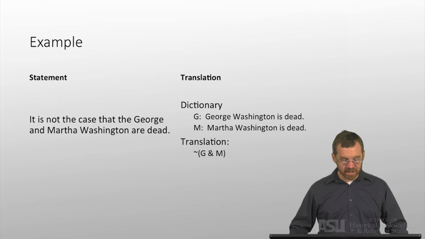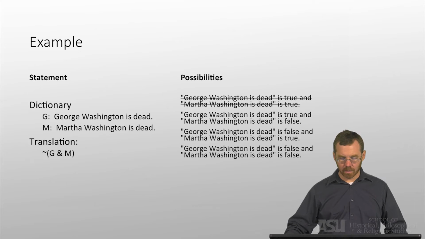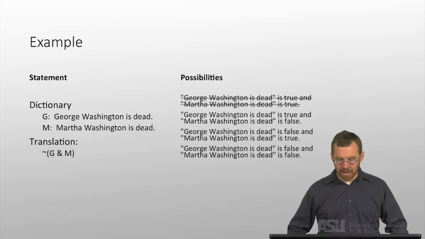Now let's look at a real-world example. Statement, it is not the case that George and Martha Washington are dead. Translation, dictionary. G, George Washington is dead. M, Martha Washington is dead. Translation, tilde, parentheses, G ampersand M, close parentheses. Well, that's eliminating that first possibility. It's eliminating the possibility that George Washington is dead is true and Martha Washington is dead is true.